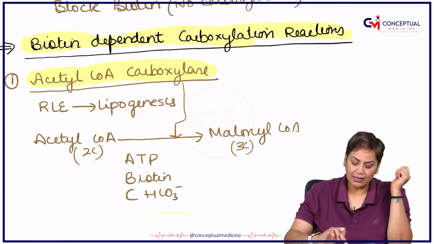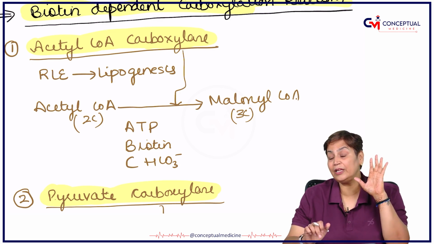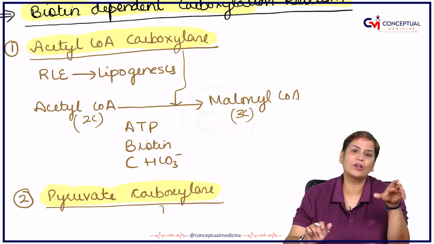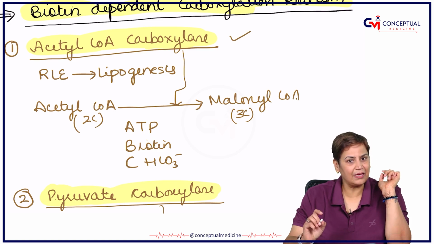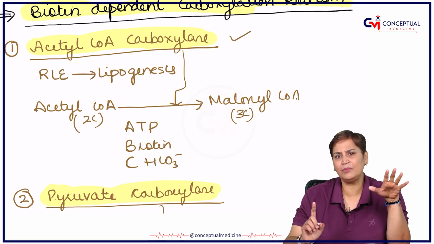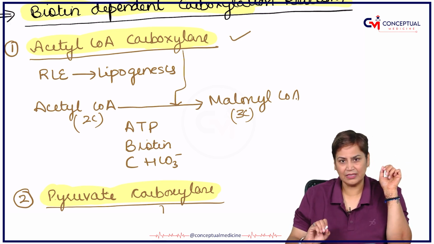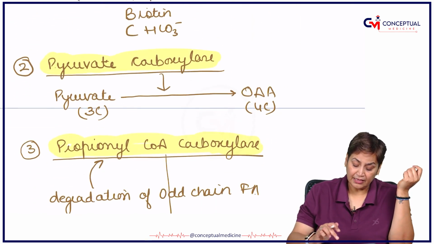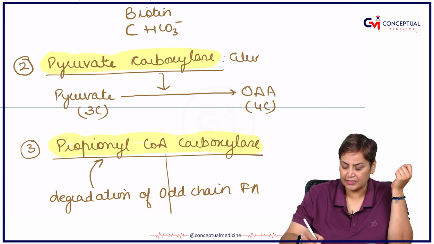Now, what are the biotin dependent carboxylation reactions? You have to remember there are only 4 reactions in the body which require biotin for the addition of carbon dioxide. One is acetyl-coenzyme A carboxylase, which is the rate limiting enzyme of lipogenesis. So acetyl-coenzyme A is converted into malonyl-CoA, and this reaction will suffer. Then pyruvate carboxylase, this is an enzyme of gluconeogenesis.